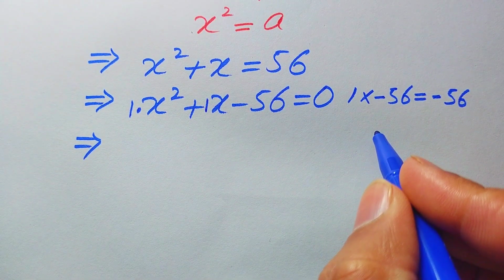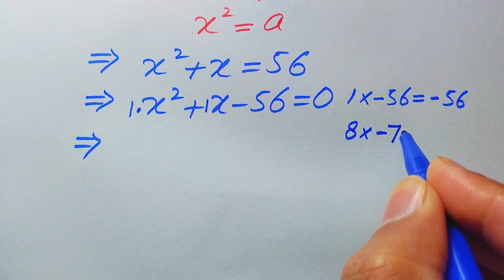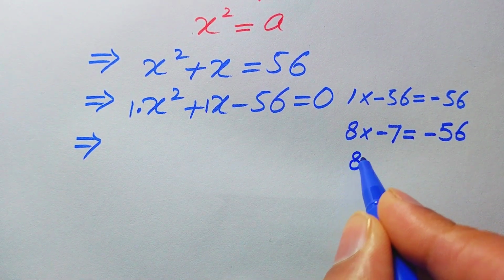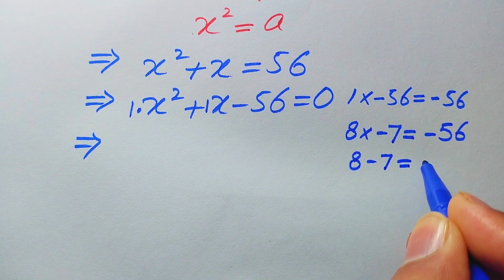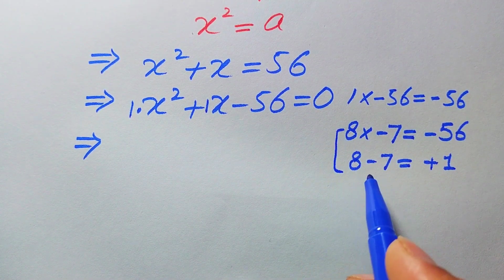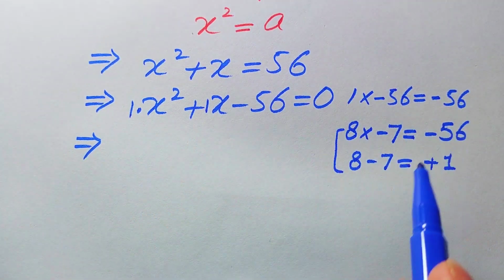So now we need to get these numbers. If we multiply 8 by minus 7, we obtain minus 56, and when we sum up these two values, 8 minus 7, we get plus 1. So these are the two numbers which satisfy our question statement.